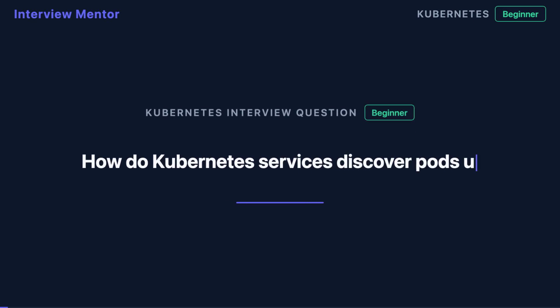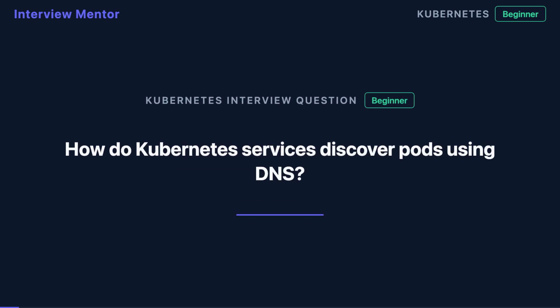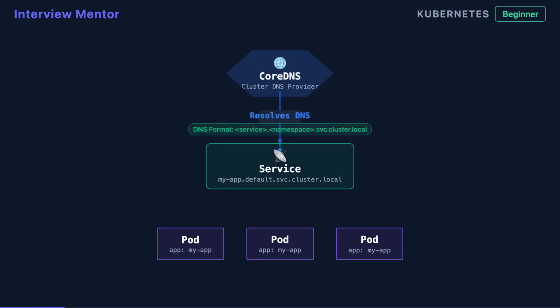Most developers hardcode IP addresses in Kubernetes, but there's a better way. DNS makes service discovery automatic, elegant, and resilient to pod restarts. Kubernetes runs CoreDNS as a cluster-wide DNS provider.